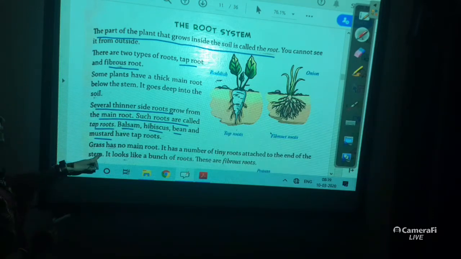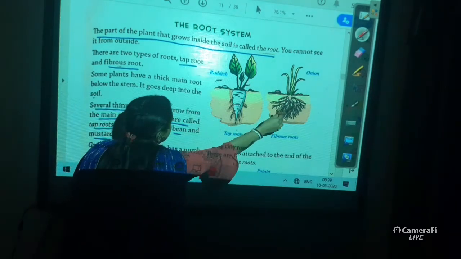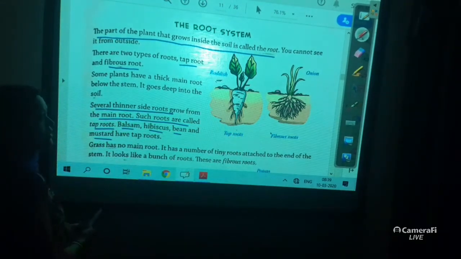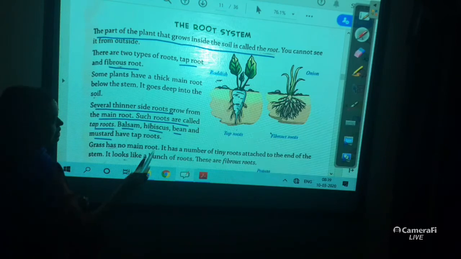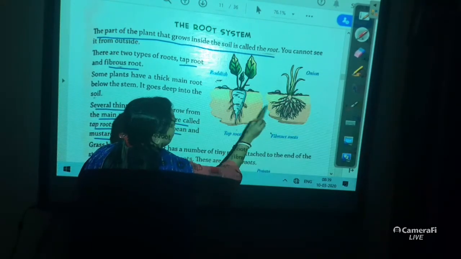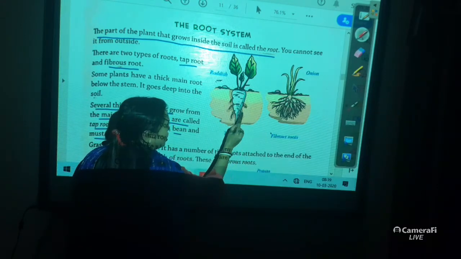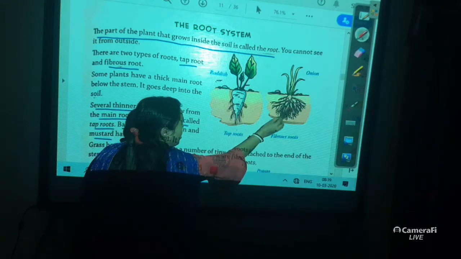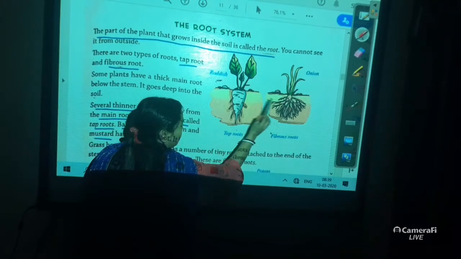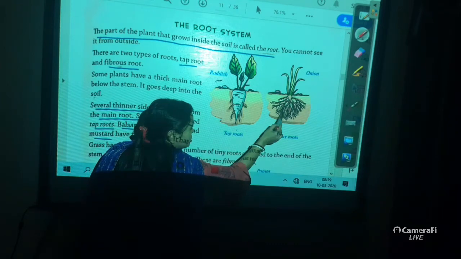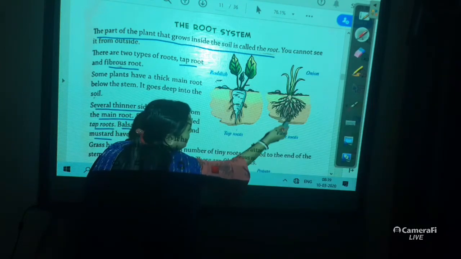Now grass has no main root. See, this is onion, but the grass also looks like this. The grass, the ghaas that we see, is also of this type. See these two pictures. There is a difference we can see. Here is only one main root, but here is no main root like this. Here a lot of thin, hair-like roots come out together.